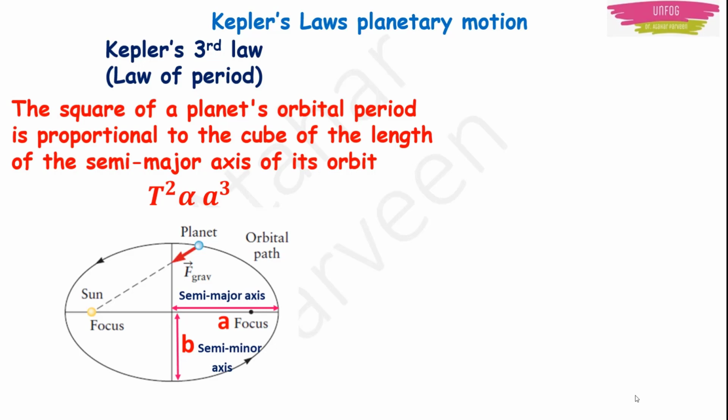So according to Kepler's third law, the square of the orbital period is proportional to the cube of the length of the semi-major axis. I have depicted very simple and easily understandable pictures for you all so that you can grasp these Kepler's laws easily. So look at those pictures and then imagine what the law says. This Kepler's third law is commonly known as the law of periods.